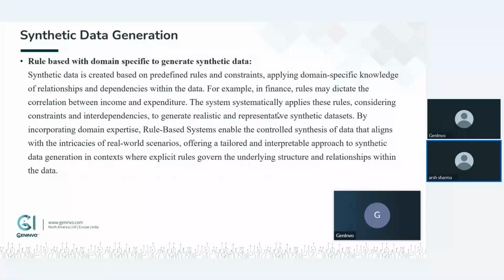Next we have rule-based, domain-specific generation of synthetic data. Here, the synthetic data is created based on predefined rules and constraints. So here, domain-specific knowledge of relationships and dependencies within the data is applied. So here is an example. In finance, rules may dictate the correlation between income and expenditure. The system systematically applies these rules, considering the constraints and interdependence.